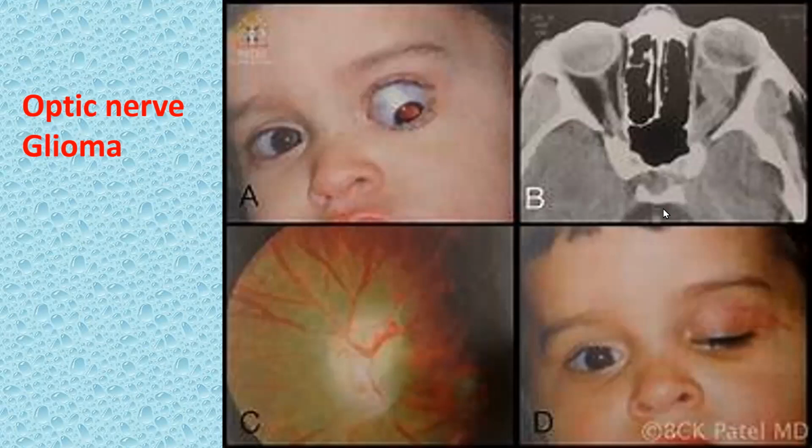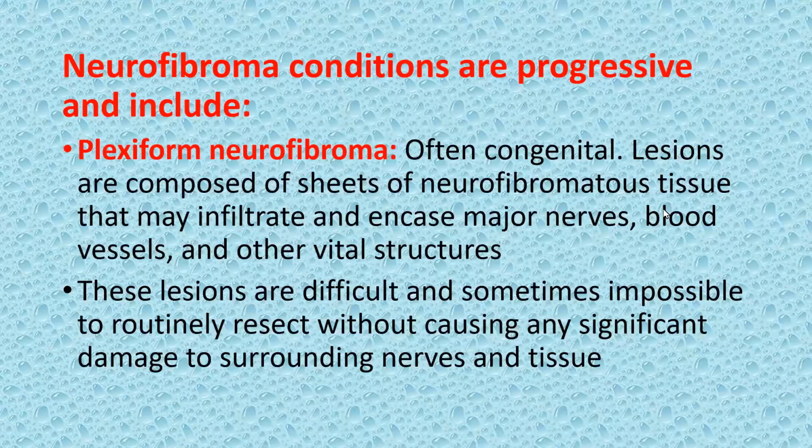Neurofibroma conditions are progressive and include plexiform neurofibroma, often congenital. Lesions are composed of sheets of neurofibromatous tissue that may infiltrate and encase major nerves, blood vessels, and other vital structures. These lesions are difficult and sometimes impossible to routinely resect without causing significant damage to surrounding nerves and tissue.